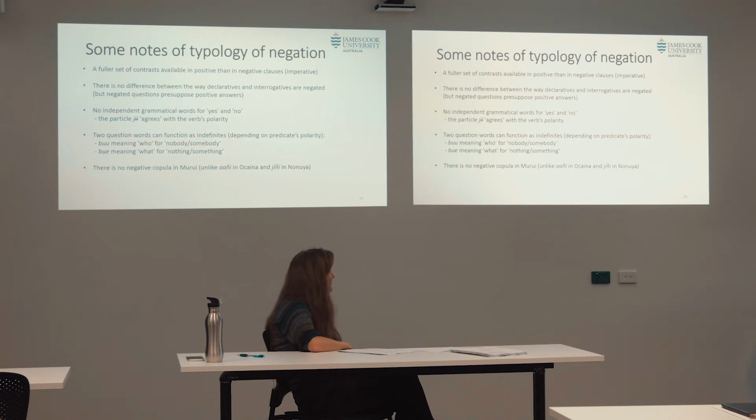Murui has no negative copula, and that is very much unlike other Witotoan languages, because in Nonuya we do have a negative copula, hini, and in Okaina we have ani.